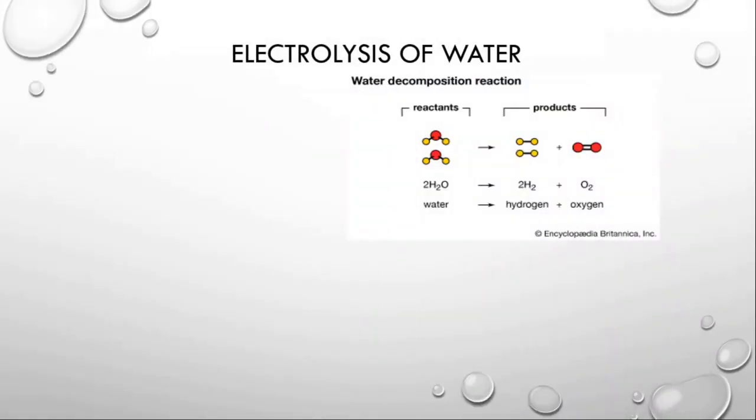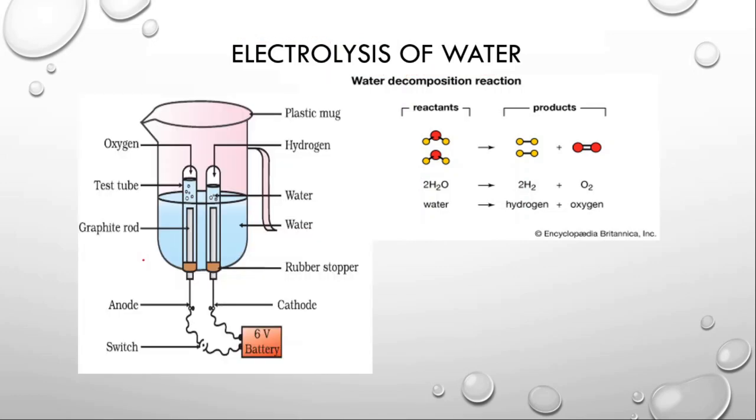Next is the decomposition reaction, but with the help of electricity. So I have written it as electrolysis of water. Lysis means, as I told you earlier, breakdown, with the help of electricity. This is a setup for electrolysis of water. The whole setup is done to carry out the electrolysis of water. Here you can see that there are electrodes made up of graphite. One is made anode and the other is made cathode.